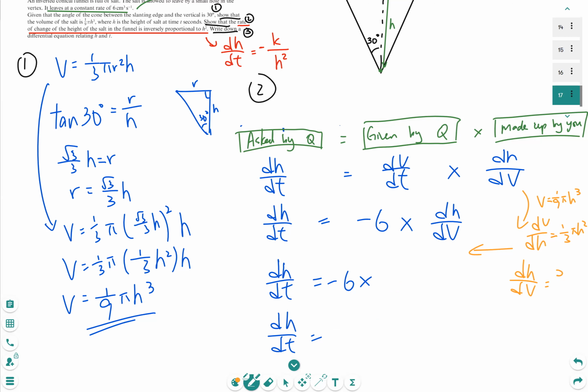Flip the 1/3, it is 3. Flip the pi h squared, that will be the denominator. We times it by 3 over pi h squared. That gives me minus 18 over pi h squared.